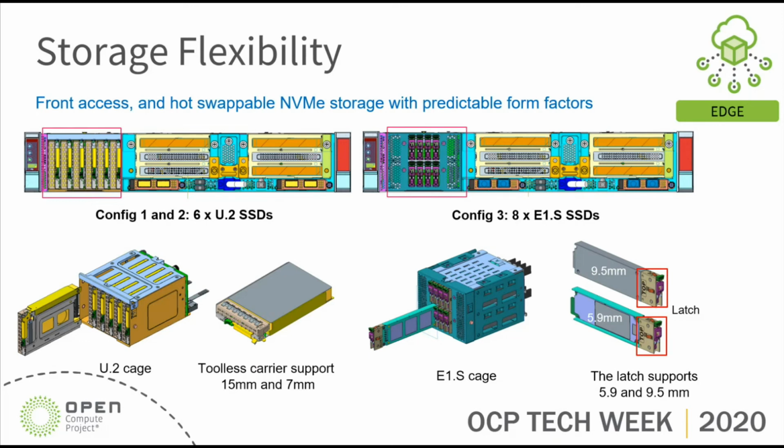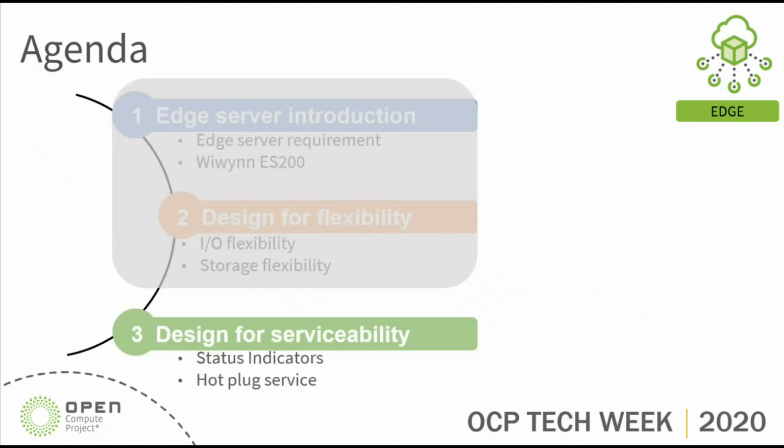The E1.S cage holds 8 pieces of E1.S, and we have a single co-designed latch. This kind of latch is designed for both the 9.5 millimeter and the 5.9 millimeter thickness E1.S form factors. And the final agenda item is that the ES200 is designed for high serviceability.